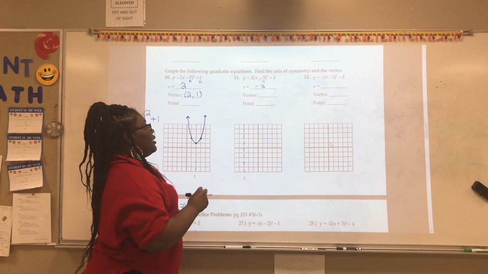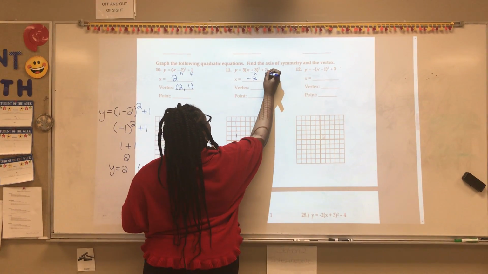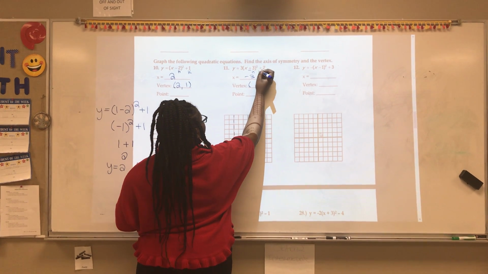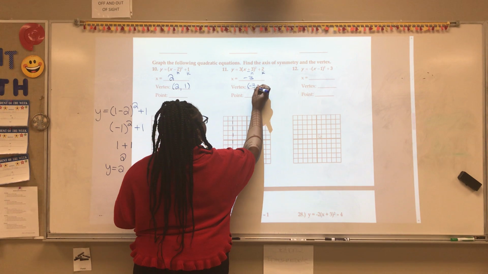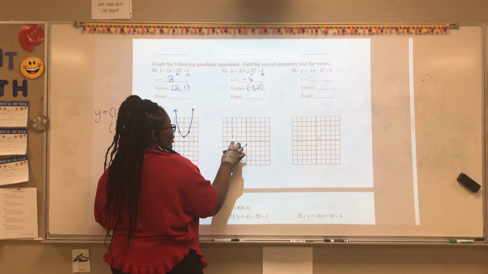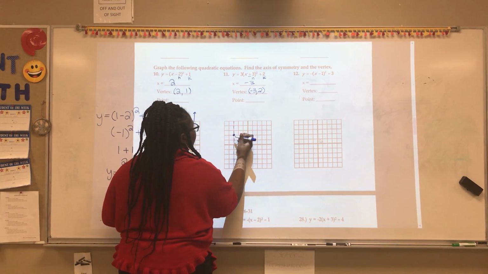What's my vertex? Well, that's H, comma, K. My K is 2. It's supposed to be negative, but it's already positive, so I'm going to keep it as positive 2. So that's negative 3, comma, 2. So on my negative 3 axis, I'm going to go up to 1, 2.